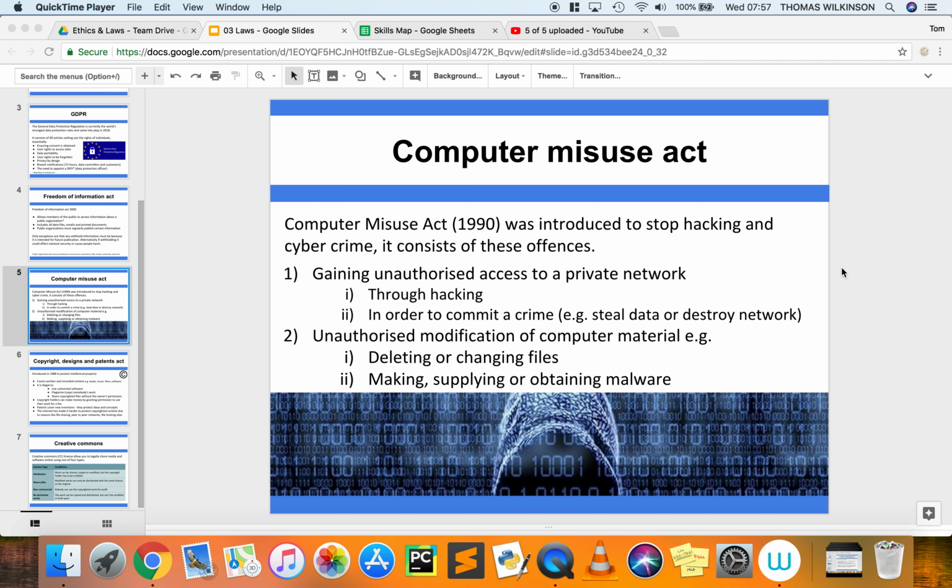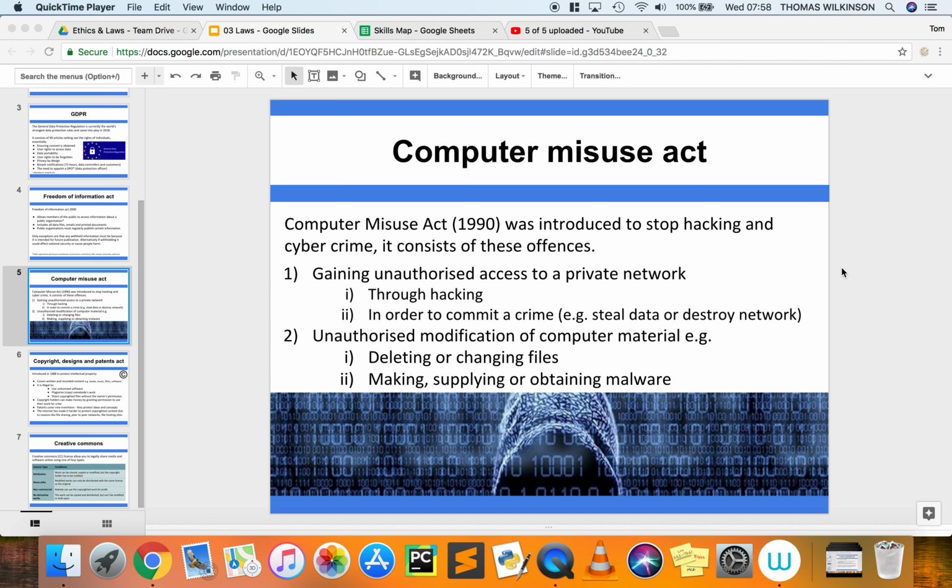So the Computer Misuse Act was introduced in 1990 to prevent unauthorised access to computer systems. So it's this idea of the word unauthorised that is your opening thing that you would always put in a question where you are mentioning the Computer Misuse Act. That could be through hacking, and it could also be with the intention to then commit a crime, e.g. to steal some data, destroy a network, manipulate something in some way.